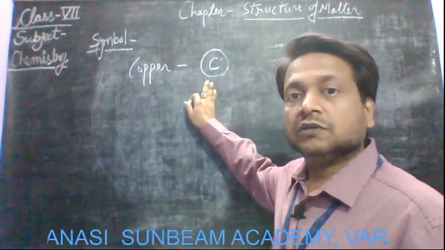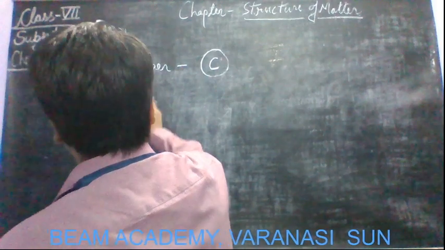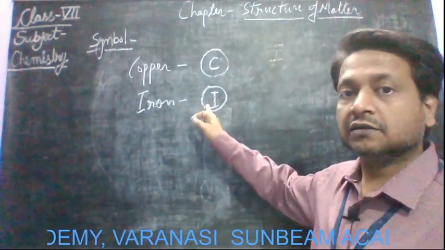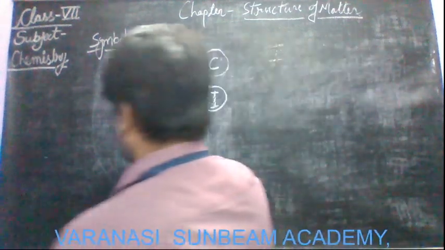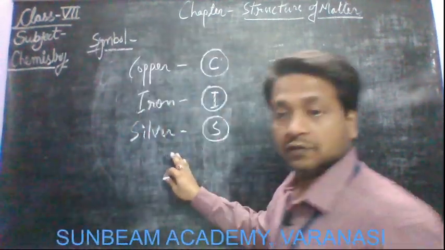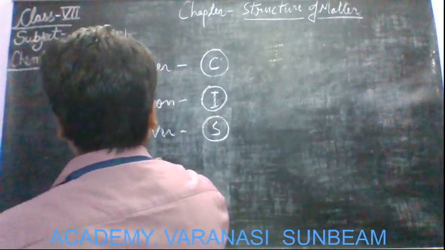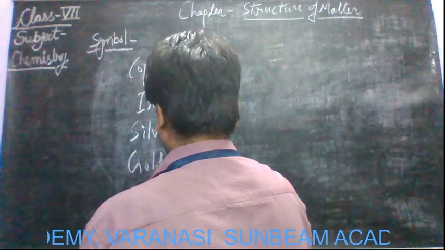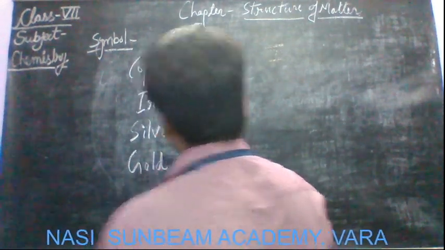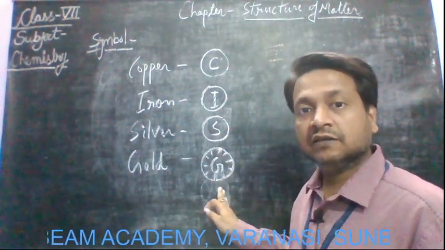This is the sign used to represent copper: in a circle, capital C. To indicate iron: in a circle, capital I. For silver, inside the circle, capital S. To indicate gold, inside the circle, capital G is used as a sign for gold.